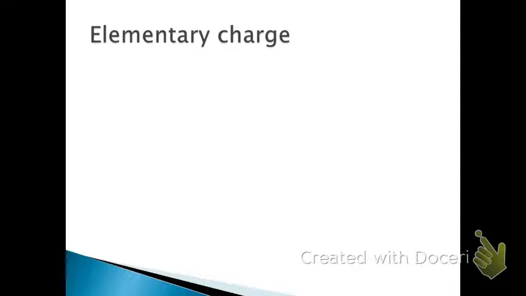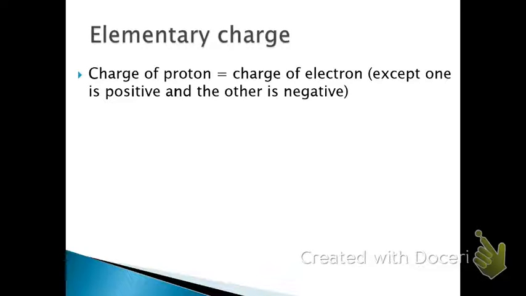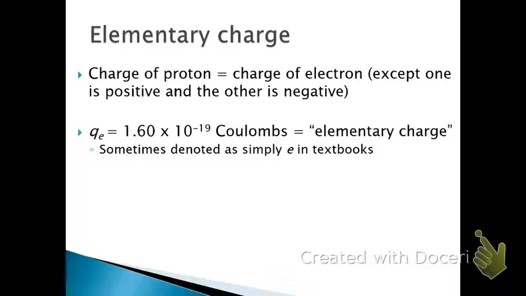Speaking of protons and electrons, they each have the elementary charge, just opposite signs. That elementary charge is a constant that you're not necessarily going to need to memorize. I'll provide it for you on a test or anything like that, but it is 1.60 times 10 to the negative 19th coulombs, known as the elementary charge. So that means electrons have negative 1.6 times 10 to the negative 19 coulombs. Protons have positive 1.6 times 10 to the negative 19 coulombs. A lot of times you'll see this just denoted as the little letter e.